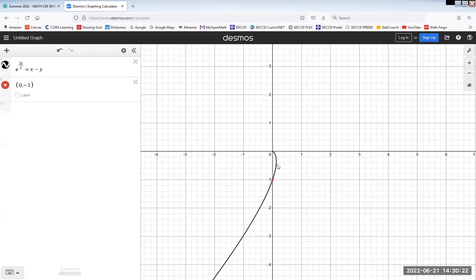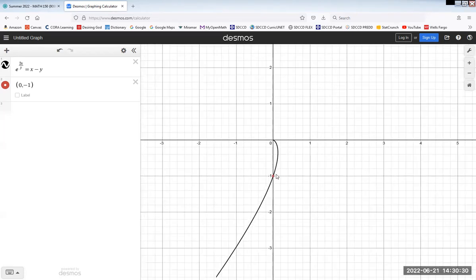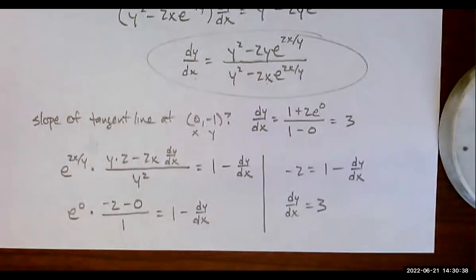Let's see, if we went up 3, 1, 2, 3, and over 1, it would pass through this point here as well. Or even with those little boxes, it would go up 3 over 1, it would pass through right there. Yeah, I can see that. Okay, very cool. Let's stop this video here. More to come.